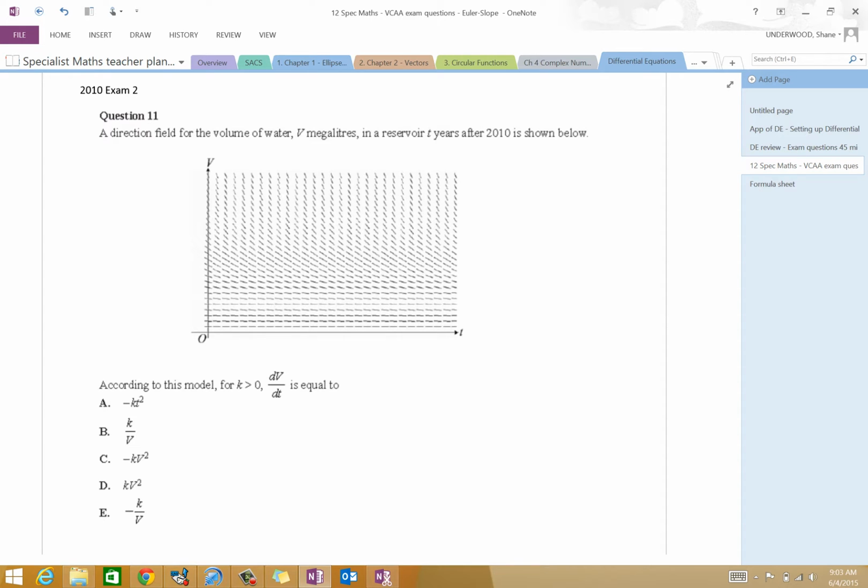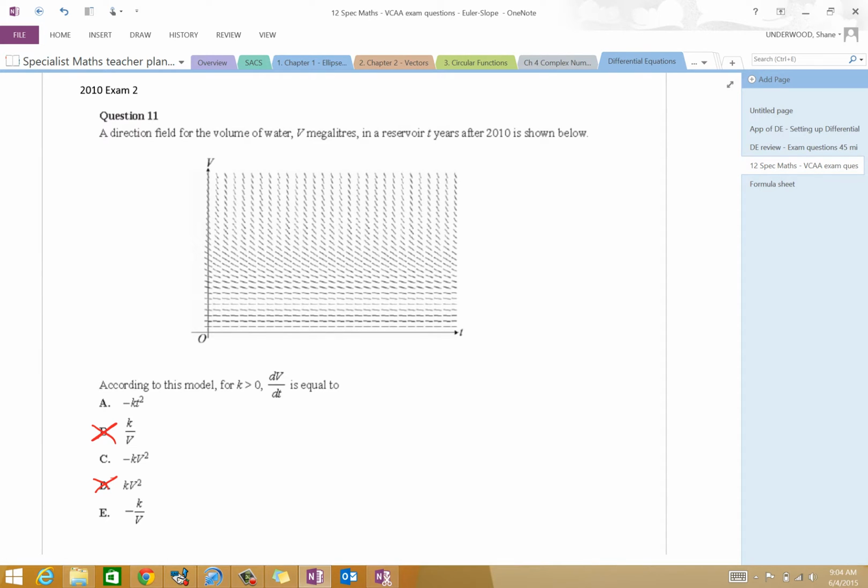Now, let's have a look at the gradients. What do you know about the gradients? Are they negative or like 0? Yes. So what can we rule out, do you think? We can rule out D definitely, because k is a positive constant. And E? B. Okay. Good. All right.